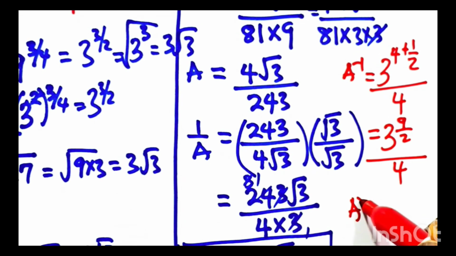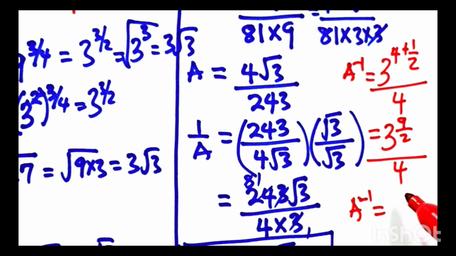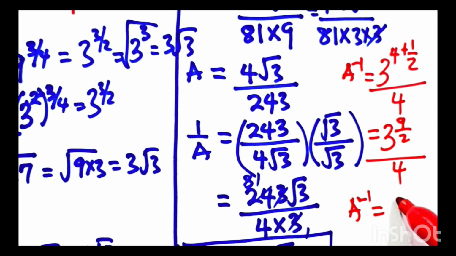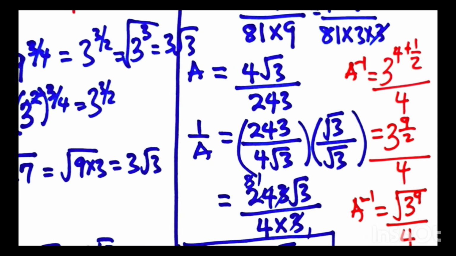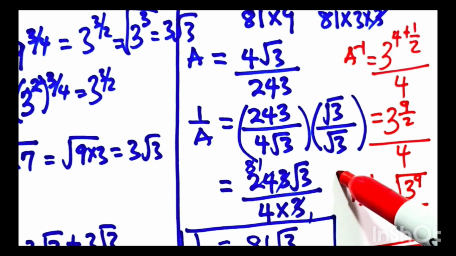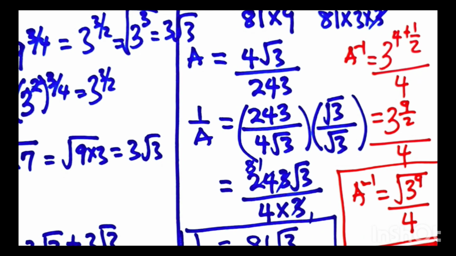So our A inverse is the same thing as, if we go back to the law of indices, it's going to give us the square root of 3 raised to the power 9, over 4. So that has been proven. But let me quickly say something. That is a proof for question 2. That is how you show that A inverse equals this.